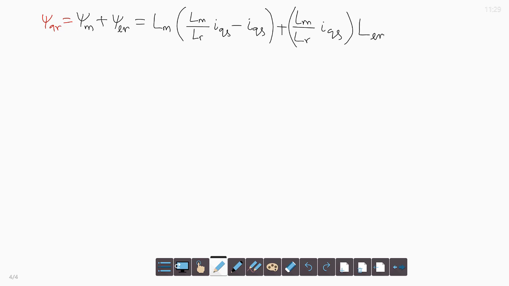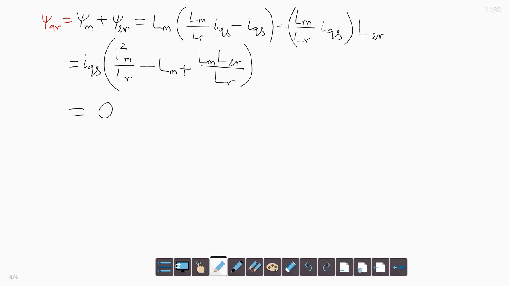So, polarity is taken into consideration. So, you have this expression. Now, taking IQS as common, we have Lm square by LR minus Lm plus Lm into LLR by LR, and you can calculate that this bracketed term is 0. So, psi QR is 0. So, the point is we have done the exact calculation.